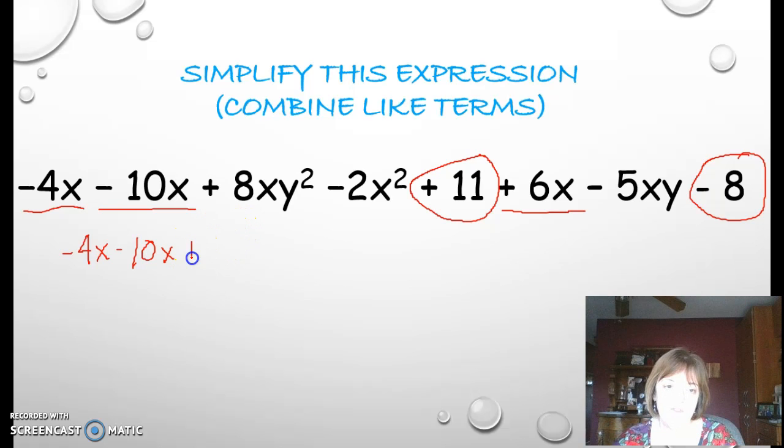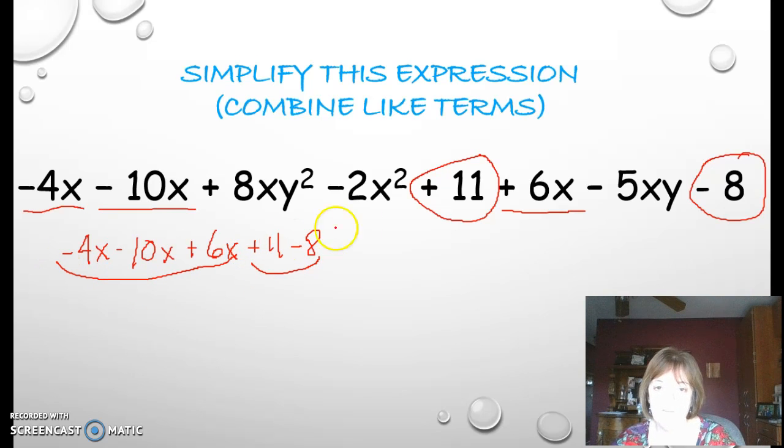So let me bring over the 6x. And I'm even going to bring the 11 and the negative 8, okay? Plus 11 minus 8, all right? Notice that these are the same type of term. These are the same type of term. I'm going to combine them.